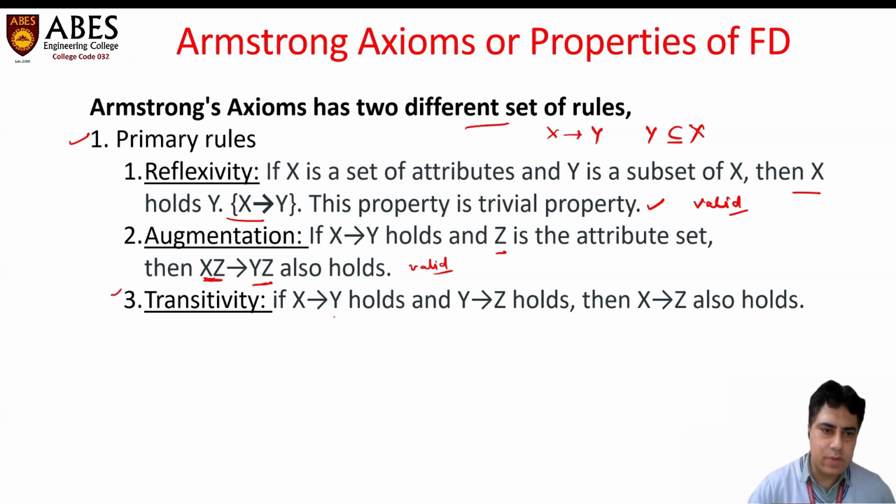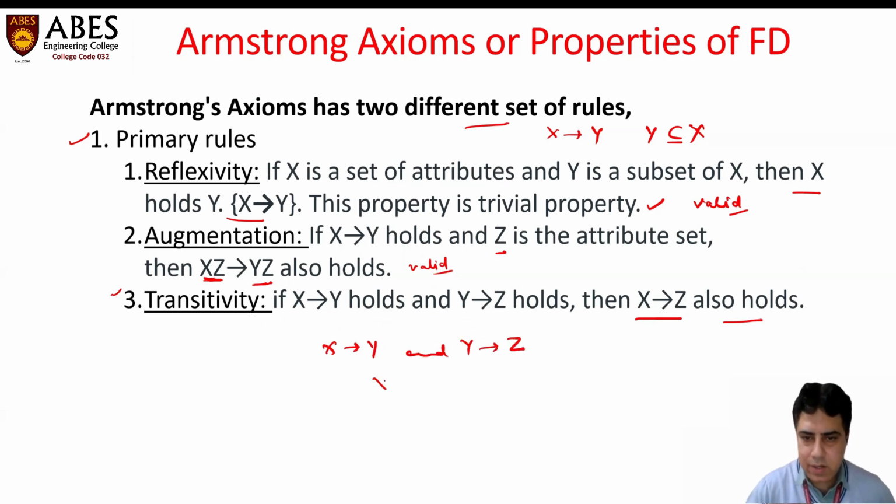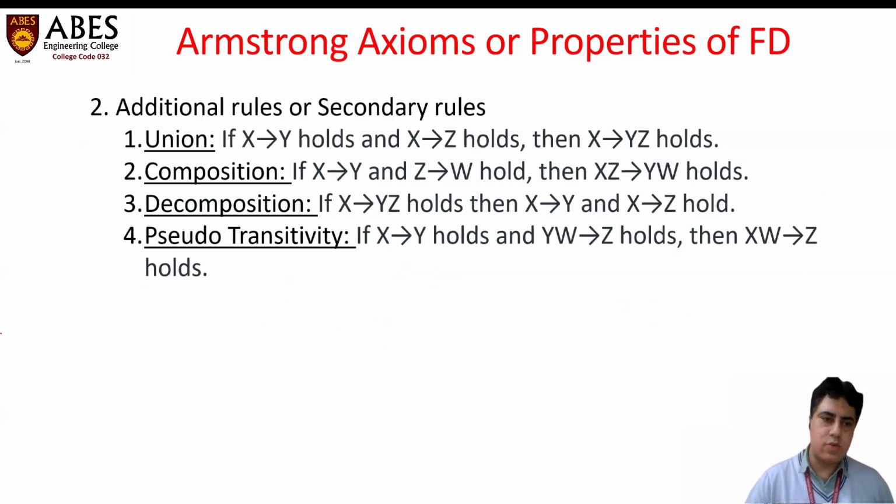Now, the rule of transitivity says if X determines Y holds and Y determines Z holds, then we can say that X determines Z also holds. So if X determines Y is valid and Y determines Z is valid, then X determines Z is also valid. This is through the rule of transitivity.